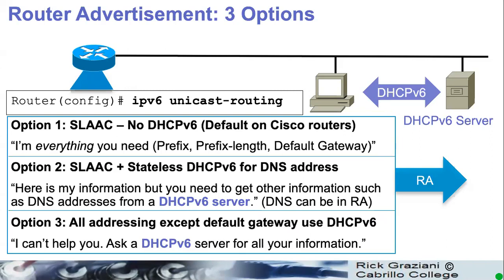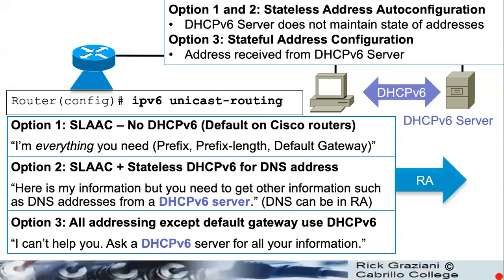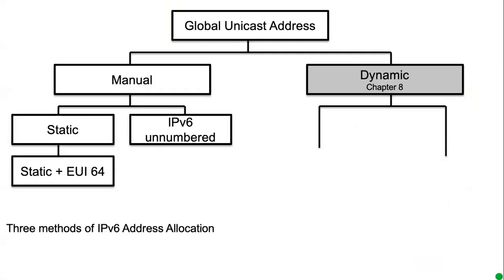The third option is, look, use me as your default gateway. As a matter of fact, the DHCPv6 server will not give you that information, so use me as your default gateway address. But for everything else, you can go talk to a stateful DHCPv6 server. This is similar to DHCP for IPv4. So with options 1 and 2, there's nobody maintaining state of an address. And with option 3, the stateful DHCPv6 server would assign the address and maintain state of who was assigned what address.